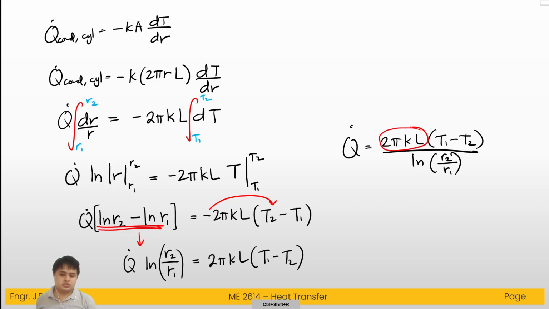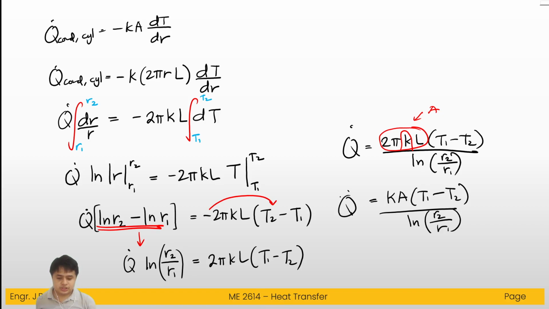As you can see, this is also an area, so you can also write this down in terms of area. You have area, and then k, and then T1 minus T2, over ln r2 over r1.